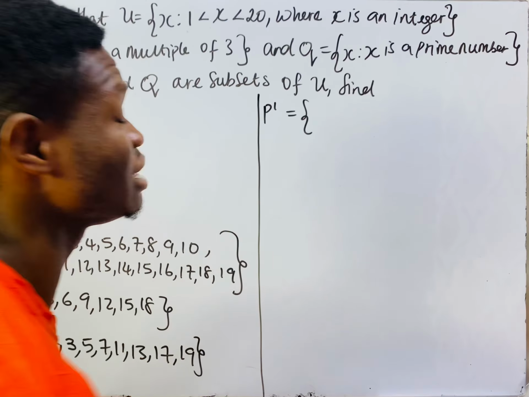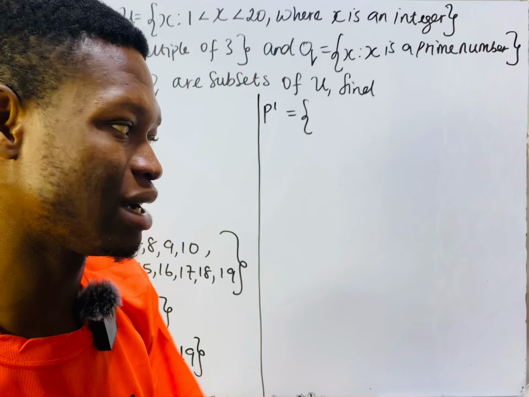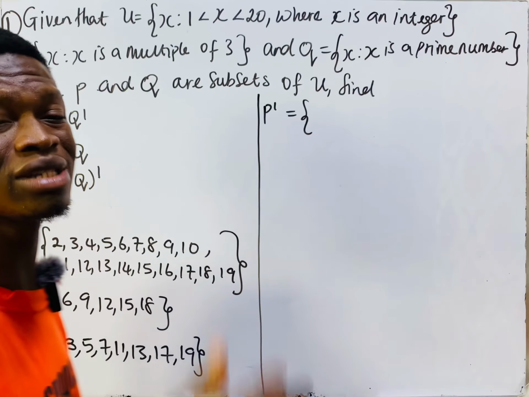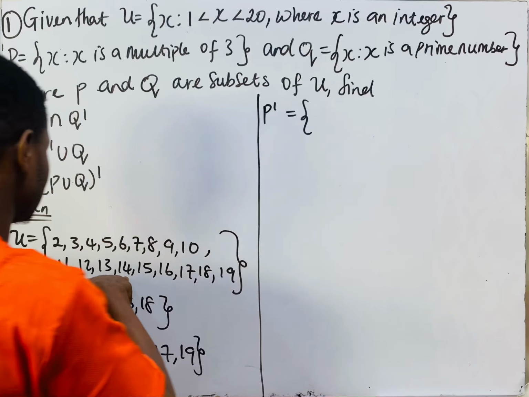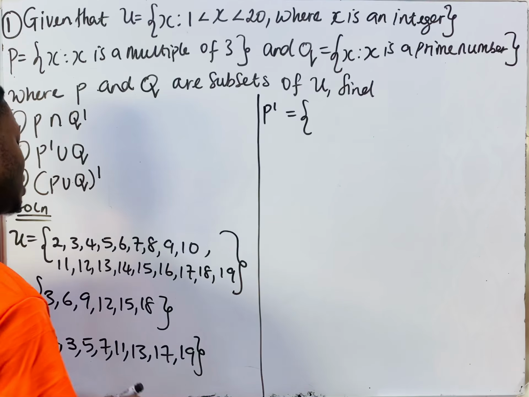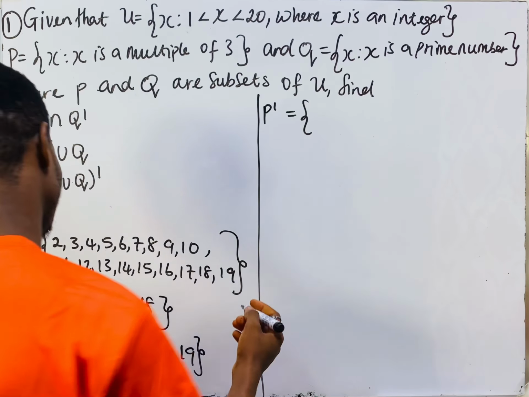So our P prime, what is P prime? That's P complement. You can call it P complement. It simply means what is in this universal set that is not in P. As simple as that. So that's P prime. Anytime you hear about complement.